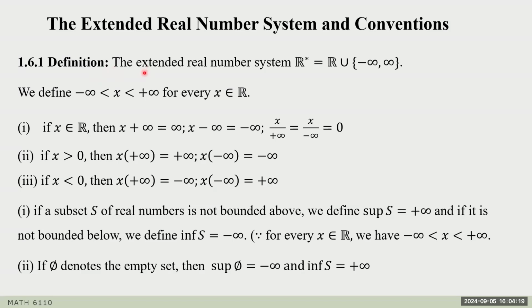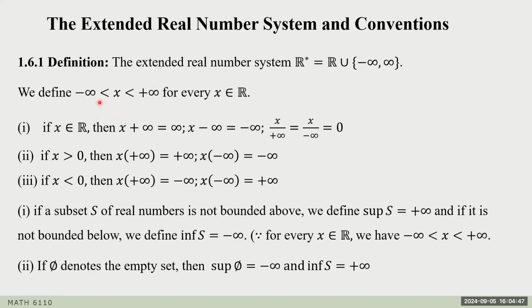So in addition to the real numbers, there is another number system called the extended real numbers, and we use R with a little star. It's pretty much the real numbers with two new symbols, right? One symbol is minus infinity, and the other symbol is plus infinity. Okay, and any real number lies in between these two symbols.